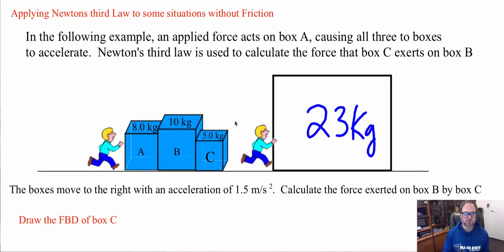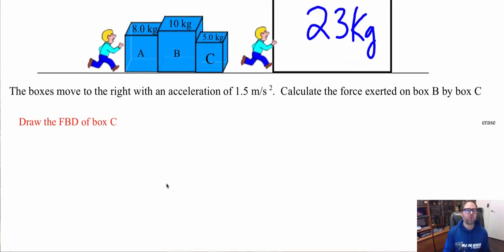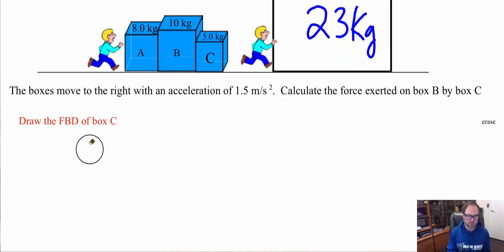Now in this question, the boxes are moving to the right with an acceleration of 1.5 meters per second squared. We want to calculate the force exerted on box B by C. So we know my total mass of the system is 23 kilograms, and we can find the total force moved throughout. But we just want to know what force box C exerts on box B. So to do that, we're going to look at box C exclusively here and make a free body diagram for box C, which will look something like this.